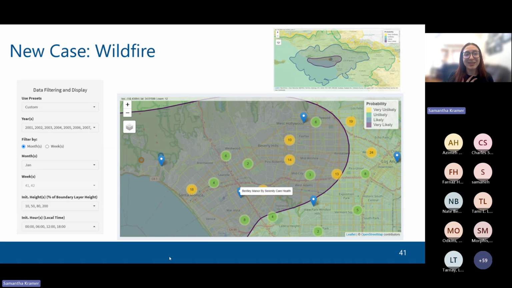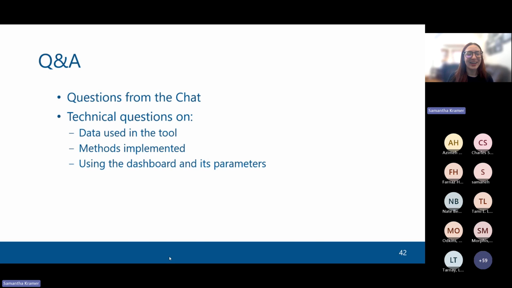All right. I know I've been talking a lot, so I now want to transition to Q&A. Not only will I be participating in Q&A, but the whole team will contribute. We open the floor for any technical questions on the data used, the methods, using the dashboard itself, its parameters, really any Q&A. From here, we will have a discussion on what you think will make this more useful and additional use cases that should be highlighted. But are there any questions for us on the tool itself?